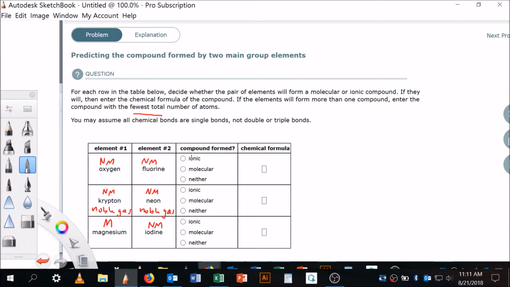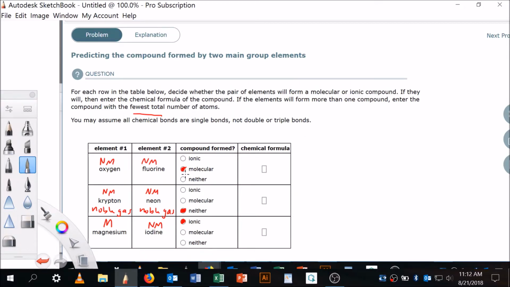Now we're going to come through here and go, okay, well, if it's a non-metal and a non-metal, then those are going to be molecular. Now if you have two noble gases, they make no bonds at all, that's going to be neither, right? And if you have a metal and a non-metal, you're going to get ionic. Okay, so that's just a rule that we memorize. Two nonmetals make a molecular compound. Noble gases don't make bonds at all, right? And metals and nonmetals make ionics.